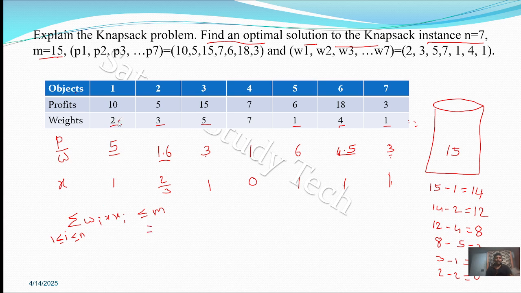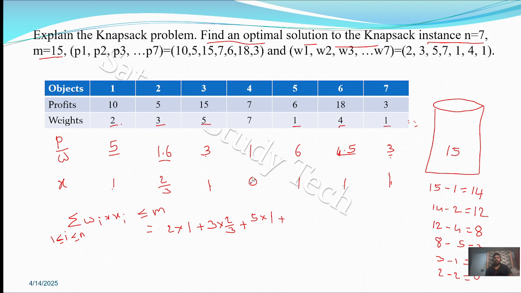What is the first weight? Here the weight is 2. 2 into what is the x value? X value is 1. 2 into 1, plus here the next weight is 3. 3 into what is the xi value? 2 by 3. 2 by 3 here, plus here the next weight is 5. 5 into what is the x value? X value is 1. That means you can consider that particular object. You can store that particular object into the bag.